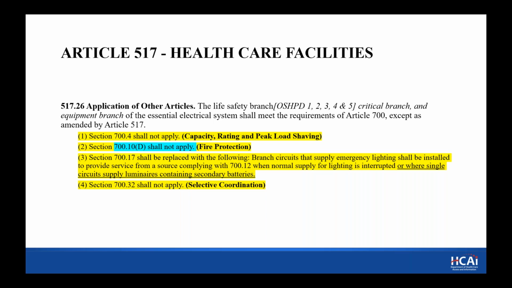Number 2, potentially very significant. It says that section 700.10(D) shall not apply. This is the requirement for fire protection. We'll see in 710 that they removed fire protection required for healthcare facilities. They did not remove fire protection for essential feeders for high rises, but the way this is written excludes that. There's still work being done internally at HCAI with our fire protection group about survivability, but the electric code is explicitly excluding this requirement.